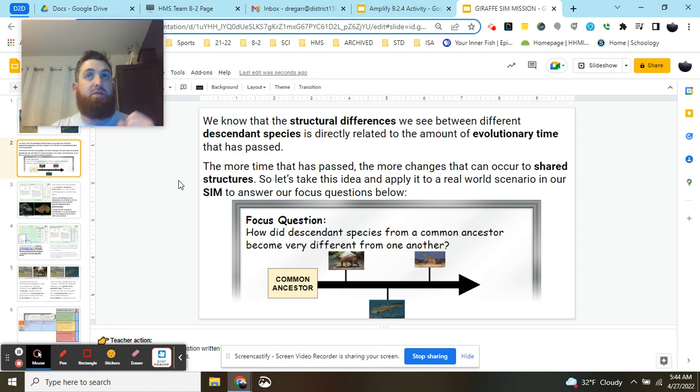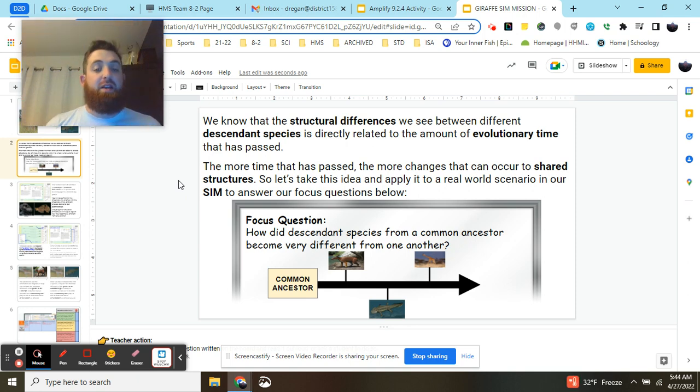So we know that structural differences that we see between different descendant species, whether it's humans and Tiktaalik, whether it's saber-toothed tiger and lions, whatever it may be, is directly related to the amount of evolutionary time. The more time that has passed, the more changes that can occur to different shared structures. And we know, based on our key concept, small changes build up and add up to large changes over time.